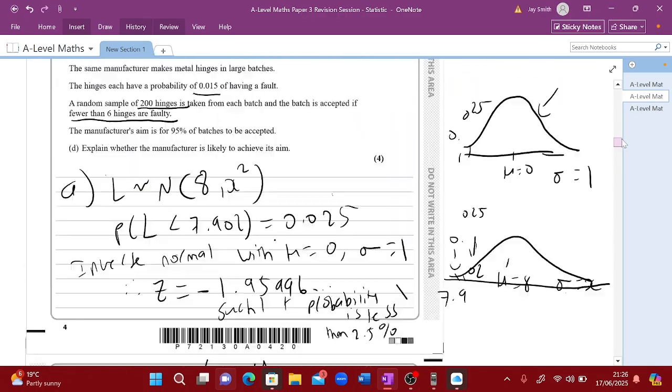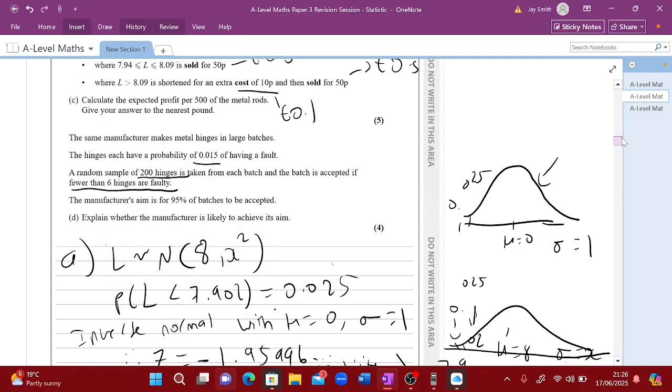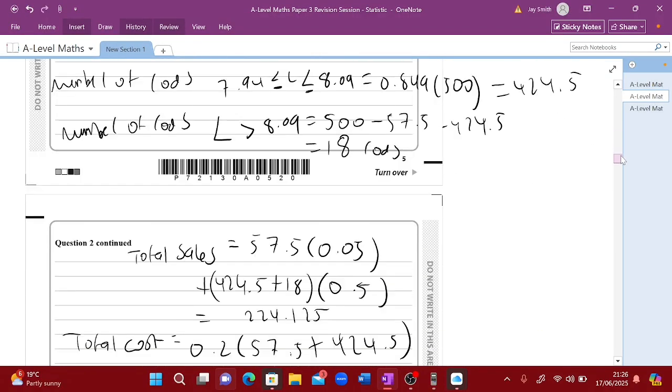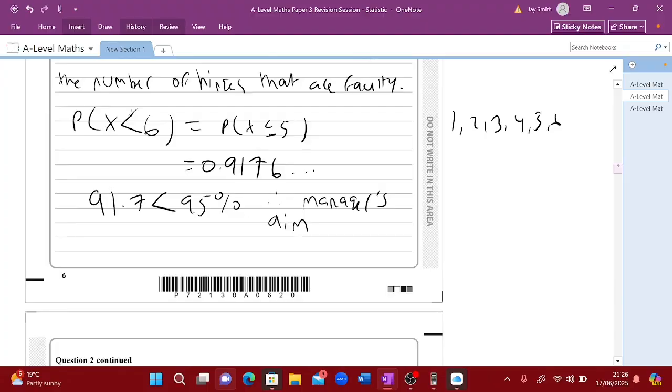So what it asks us to do is explain it's not likely to achieve the aim, right? So the manager's aim is unlikely to be achieved. There we are. Okay, not too bad of a question, really. Okay, let's move on.